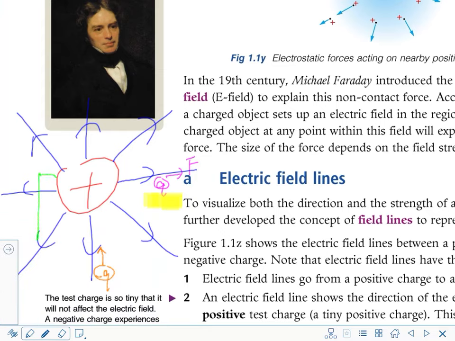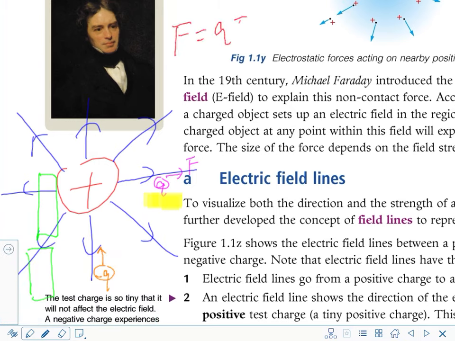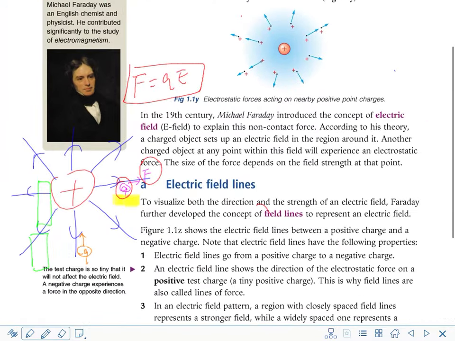And one important thing, the density of field lines: if it's closer to the charge, the density of field lines would be larger. So that means the E field is larger. Okay, if it's far away from the charge, the E field will be smaller. And with an equation, after we study E field, the equation is F equal to qE. Okay, that's why it is important to study E field. If we know the E field, we can multiply by the small charge q, then we know the value of the electric force.